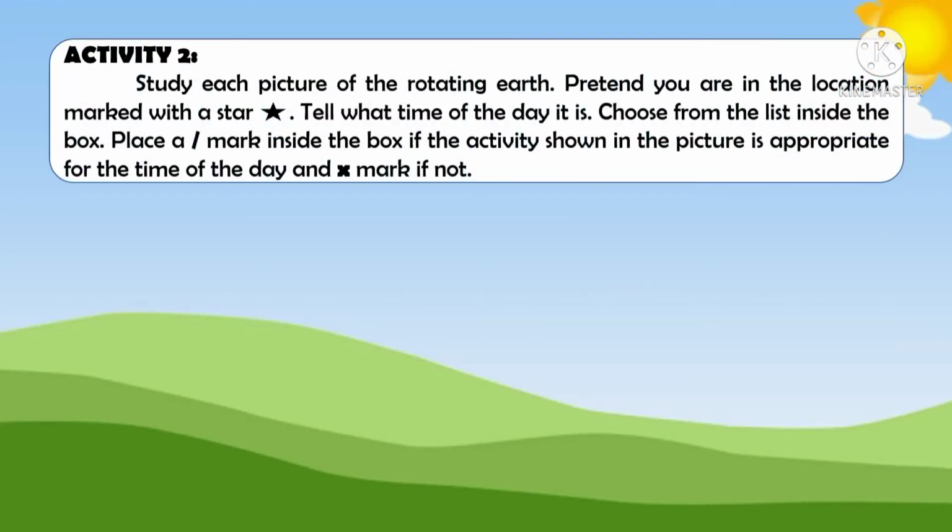For the next activity, study each picture of the rotating Earth. Pretend that you are in the location marked with a star. Tell what time of the day it is. Choose from the list inside the box. Place a check mark inside the box if the activity shown in the picture is appropriate for the time of the day, and an X mark if not.